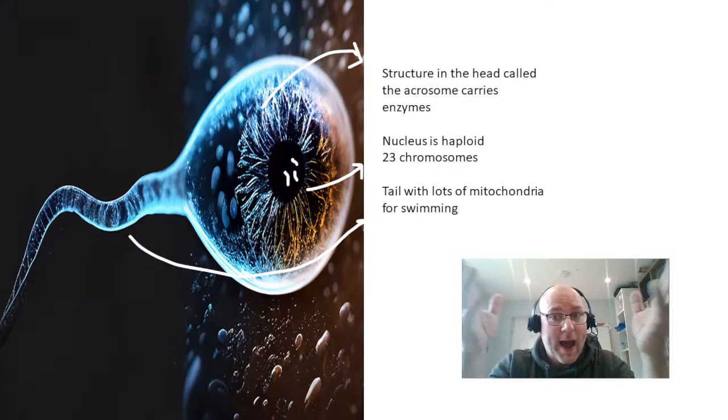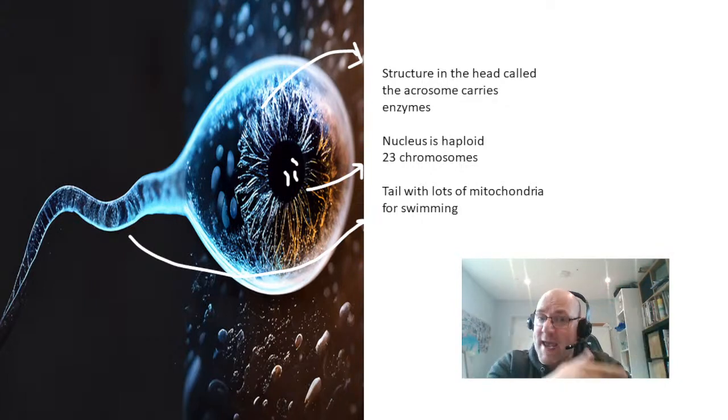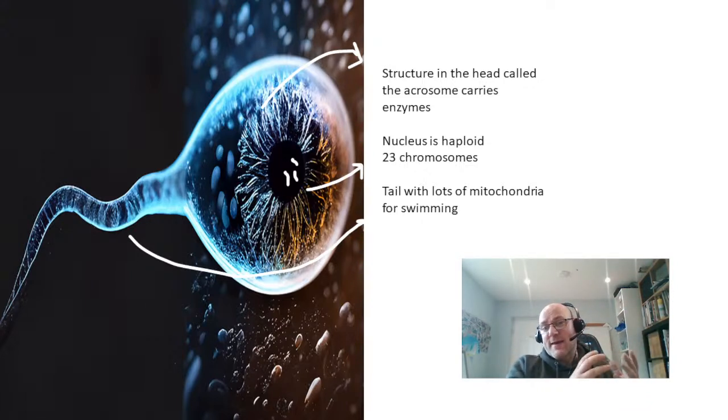So the nucleus is haploid. You need to know what haploid means. And it has a tail for swimming. Sperm do. The egg doesn't have a tail for swimming, but the sperm have a tail for swimming. And anything where you're using a lot of energy, you're going to have mitochondria. So watch out for that.